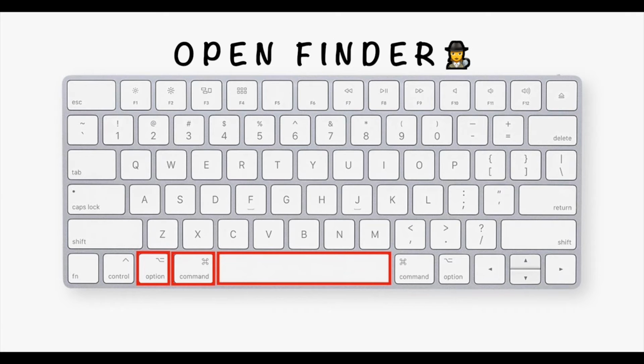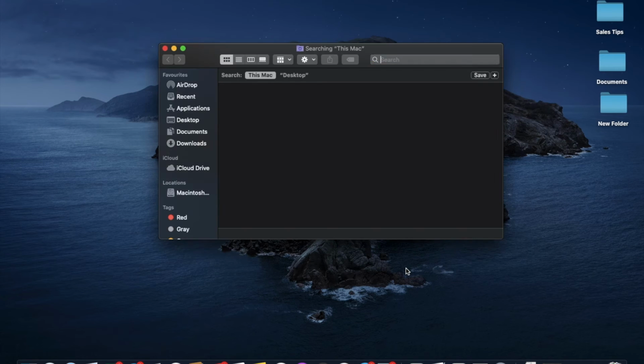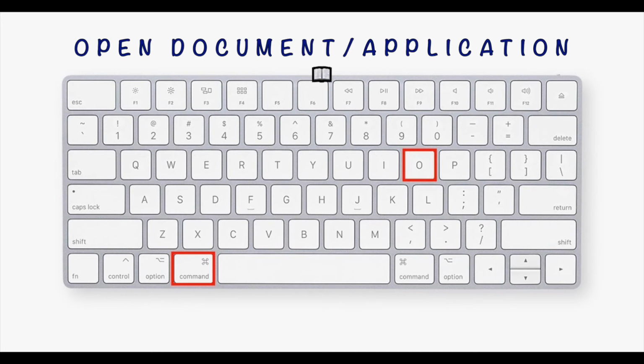Now to open Finder, you need to press Option, Command and Spacebar. So simply I press Option, Command and Spacebar, and it then allows me to open Finder. To open a particular document or an application, all you need to do is press Command and press O.